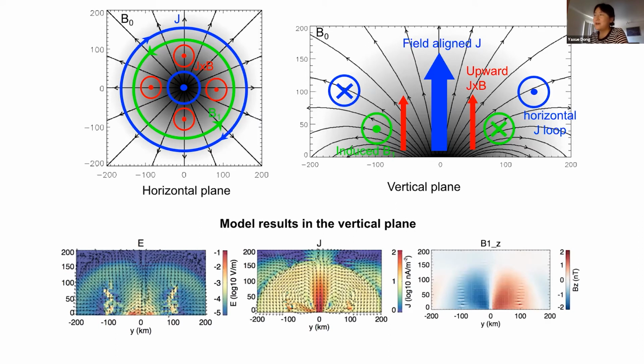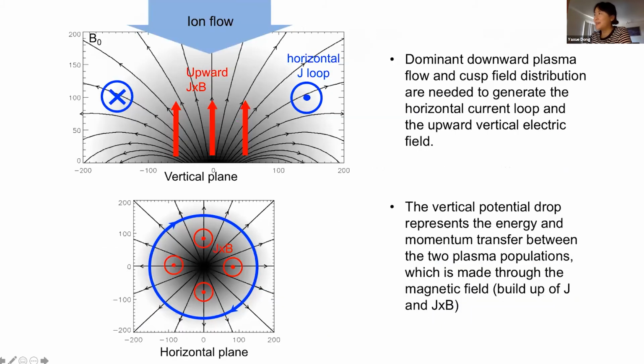And all these are just very rough zeroth order analysis. From the model results, you can see that the system itself is actually much more complicated with many fine structures and different layers too. But the point I want to make here is that this dominant downward ion flow and the cusp field distribution are the two key factors to generate the horizontal current loop and the upward vertical electric field. And this vertical potential drop represents the energy and momentum transfer between the two plasma populations, which is made through the magnetic field, also the buildup of the current and the J cross B force.